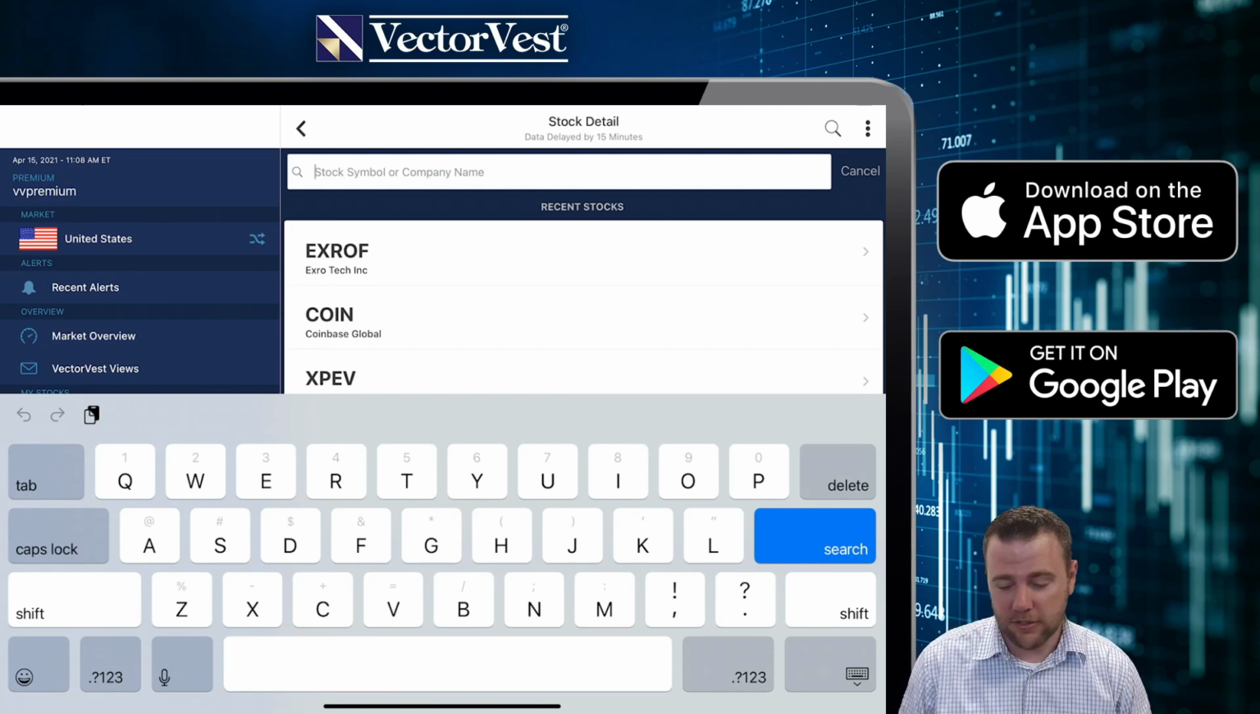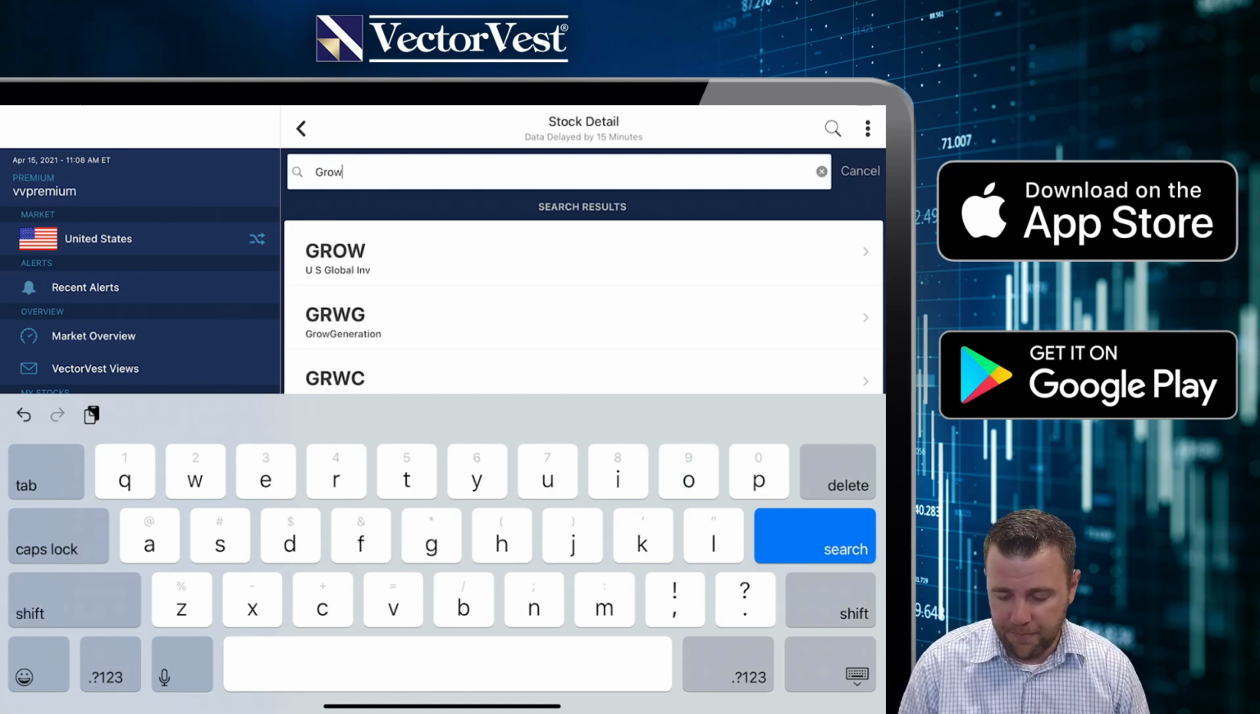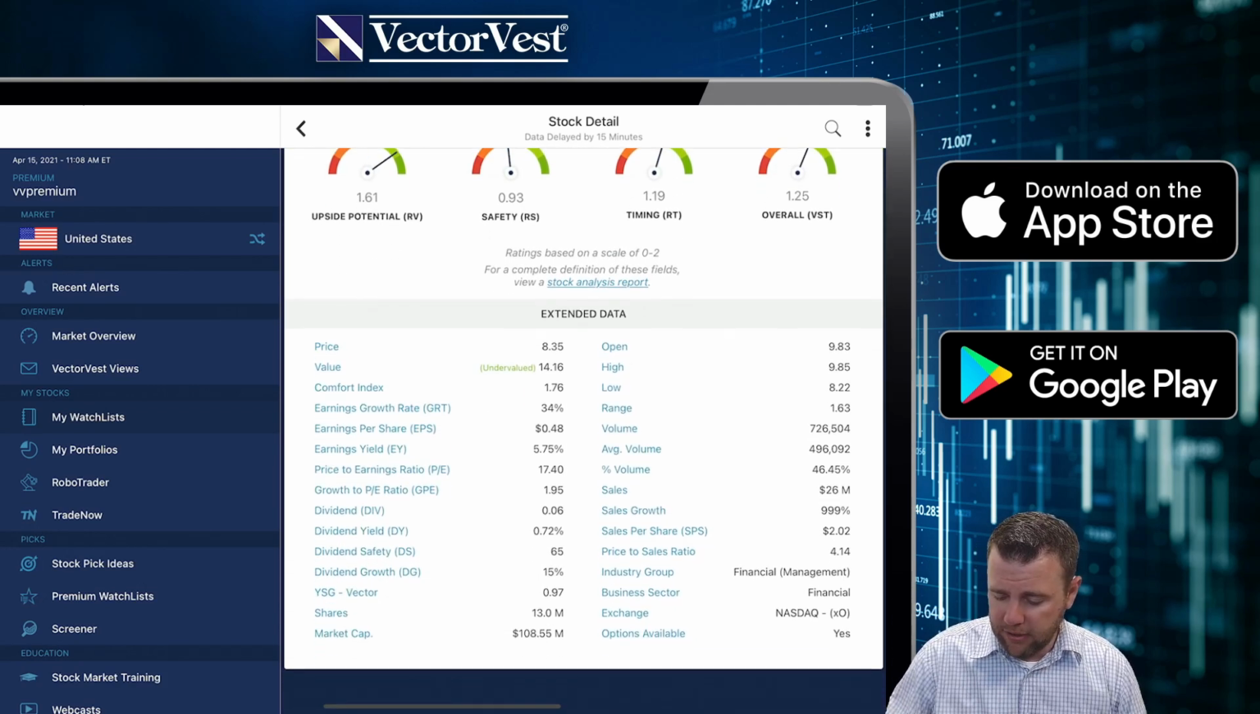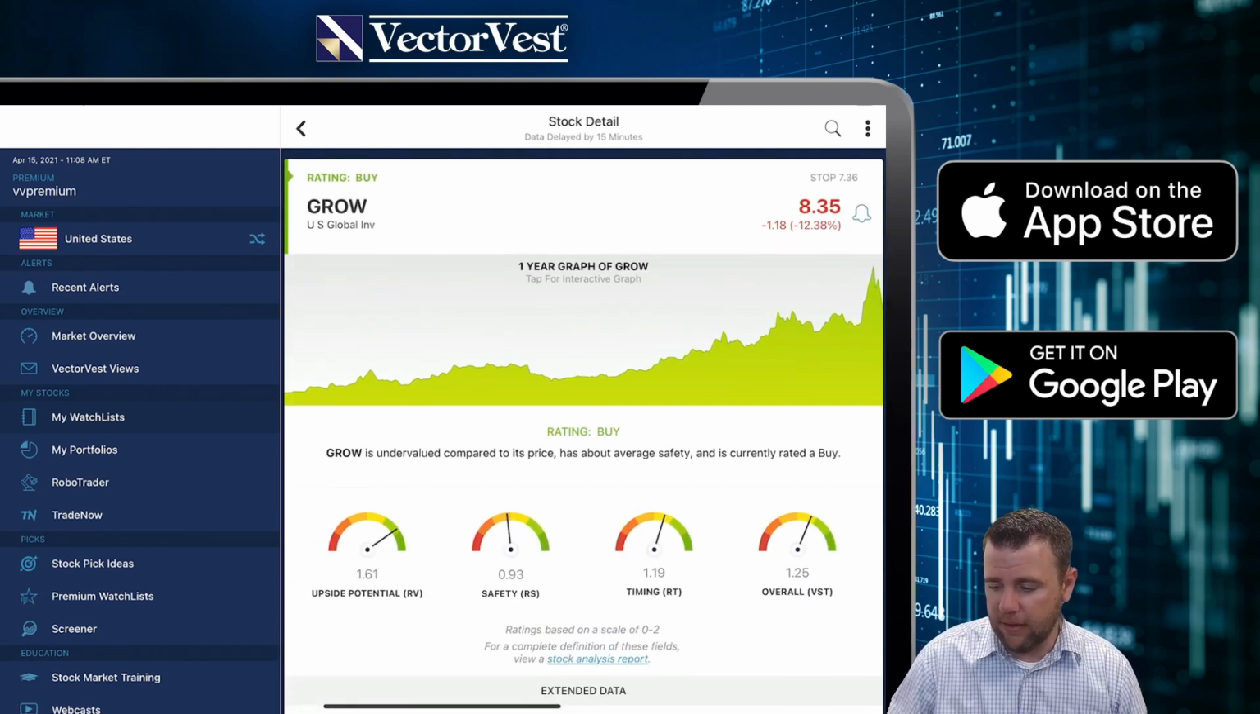All right. So grow. All right, let's take a look at grow. So grow, good long-term potential. A little bit more risk than average though with this one. You do have a steady uptrend even with it down 12%. Overall, the stock is still favorable. Not really sure what's driving that lower here today.